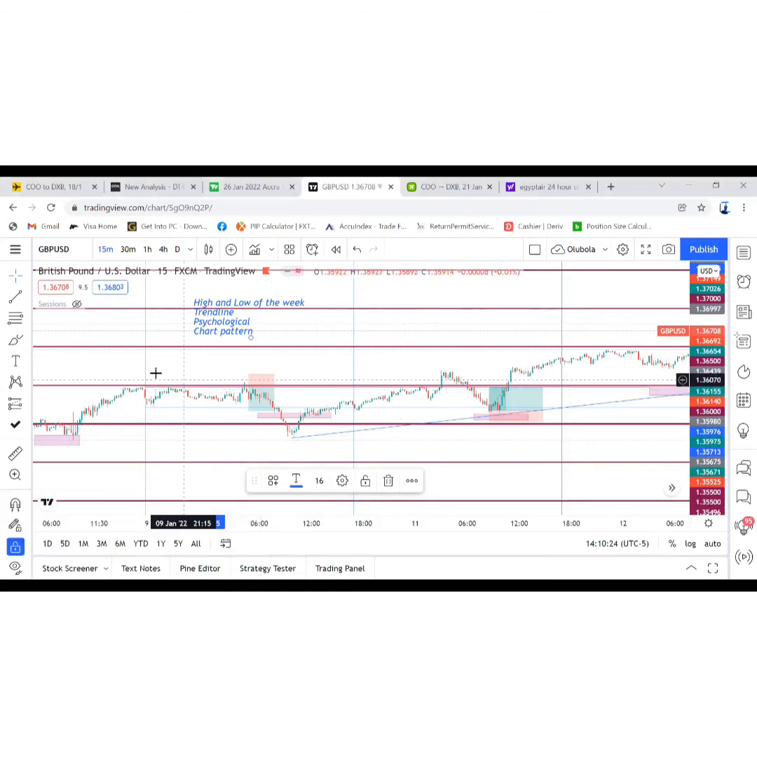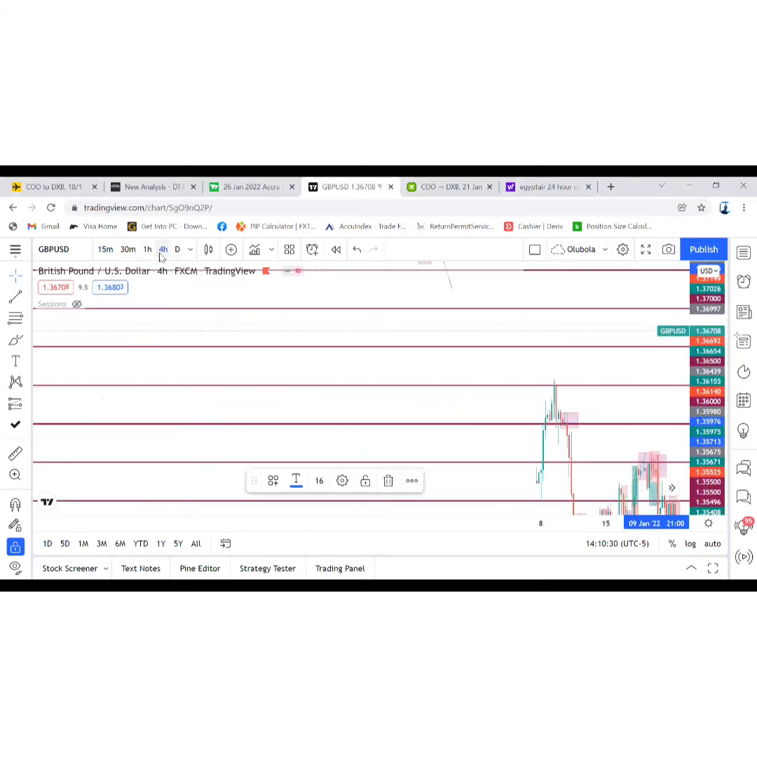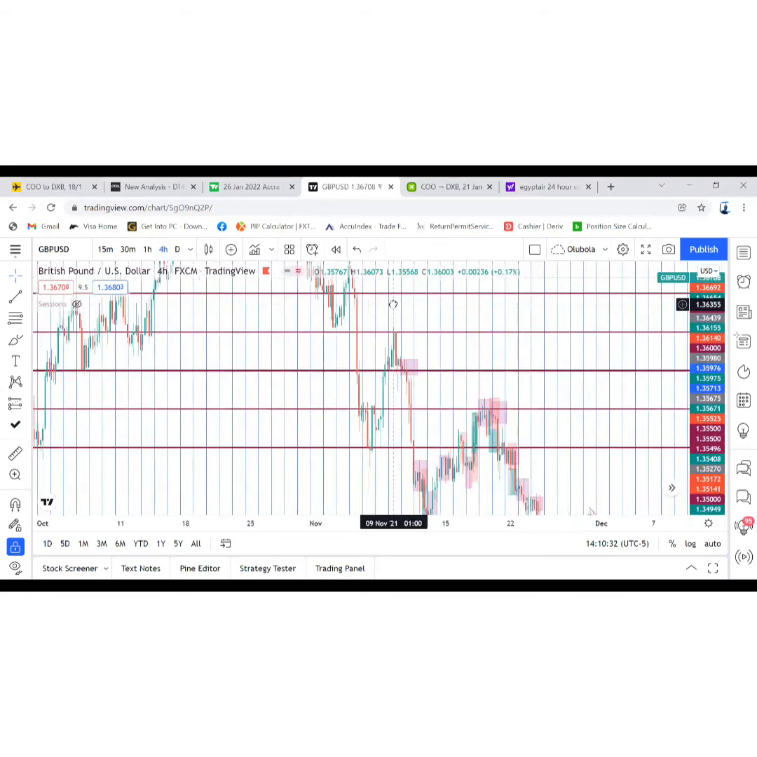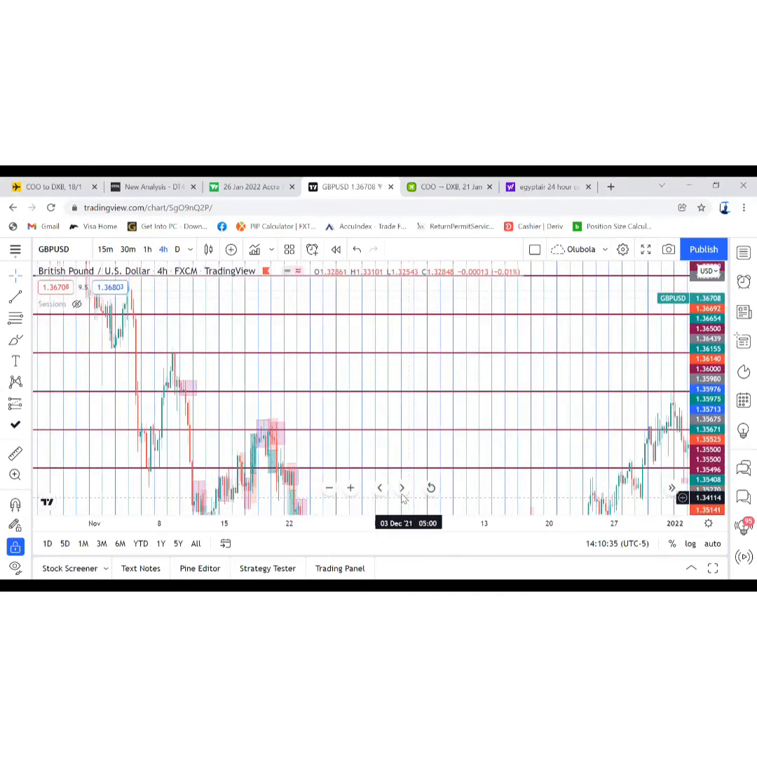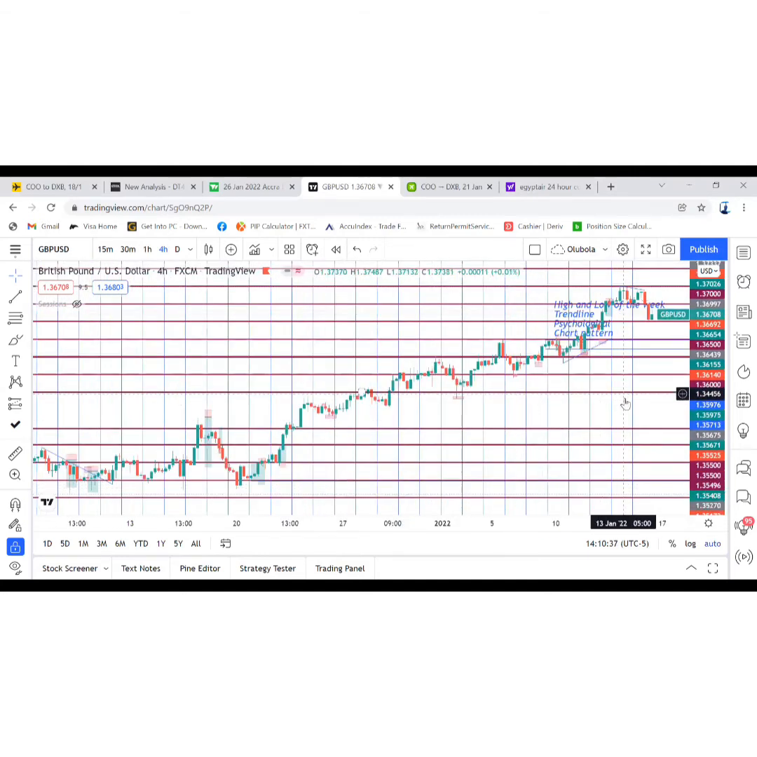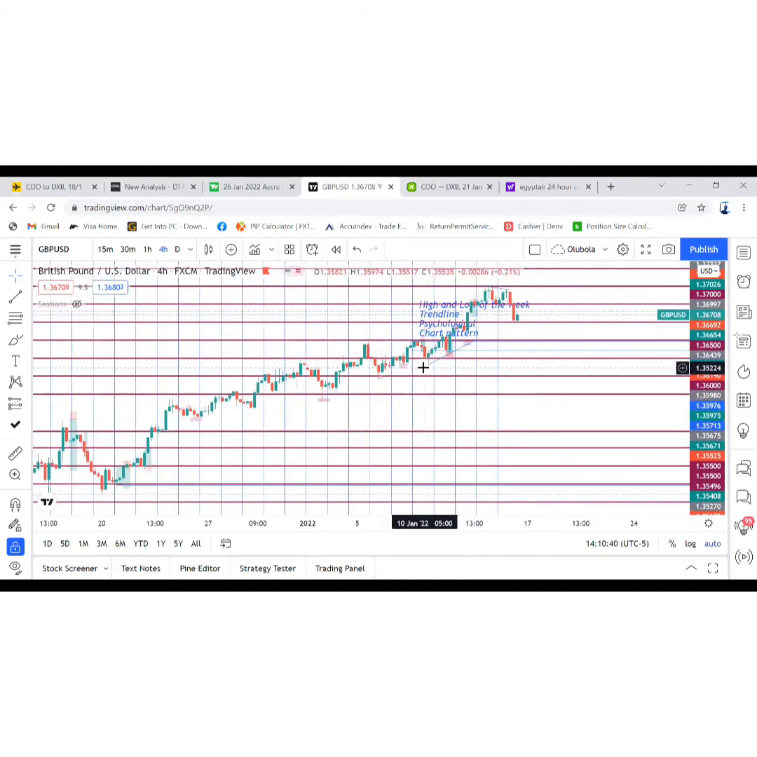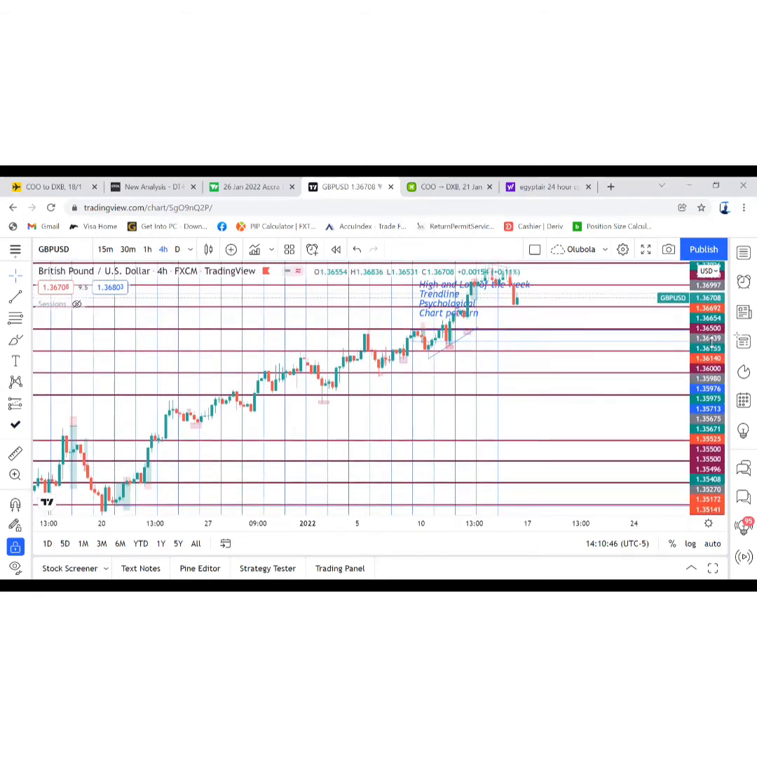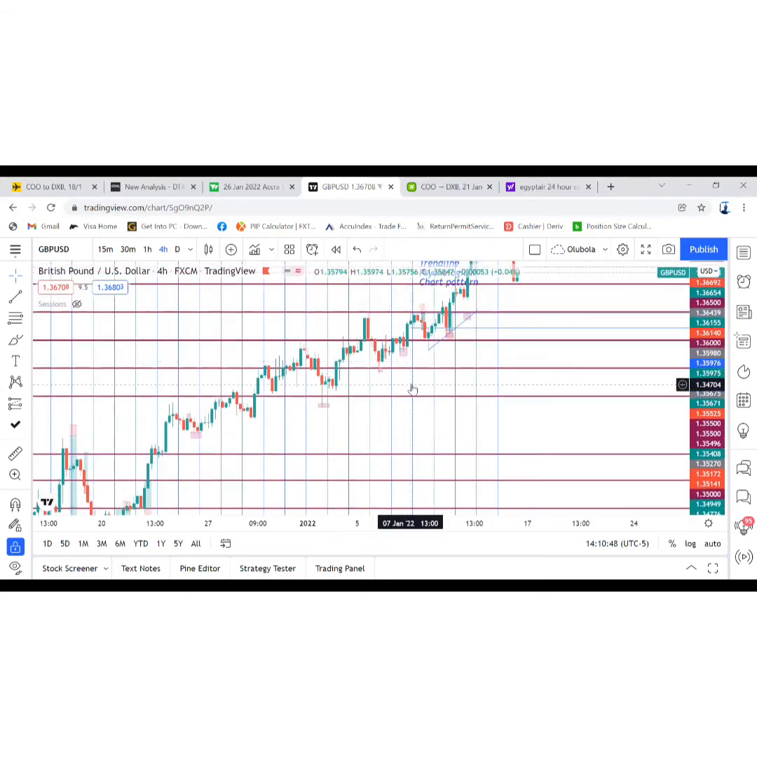Okay, let me go back to my 4 hours. This is my 4 hours. This is Monday, right? On Monday, the first candle, this is it. And this is the second candle. So these 2 candles are what we are waiting for after the market opens.